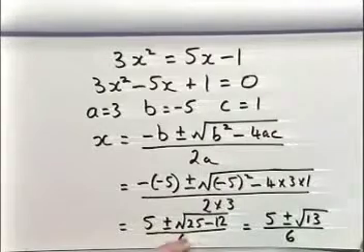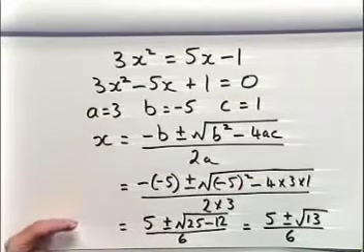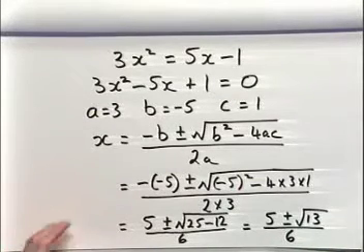Now, basically, if a quadratic factorises, then you should solve it by using factorisation, because it's clearly much quicker than this. Don't use completing the square unless you're specifically asked to, and use this method, solving by using the formula, for those that do not factorise.